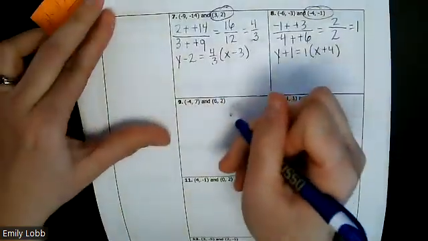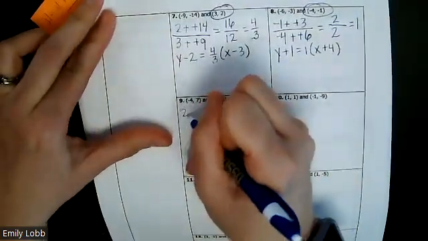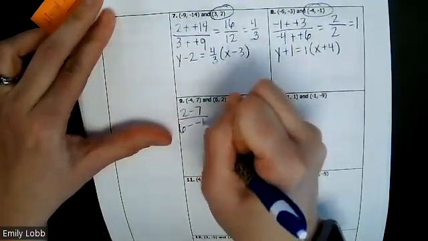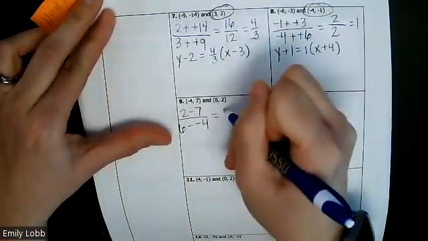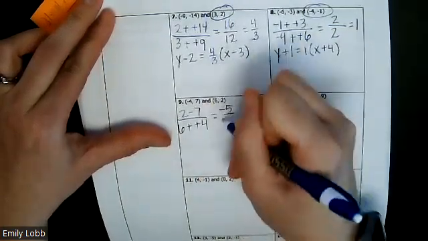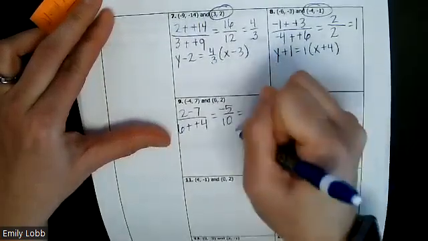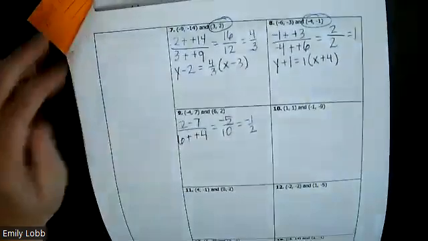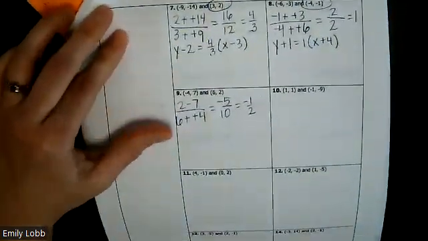All right, so here we're finding the slope. 2 minus 7 on top, 6 minus a -4 on the bottom. We have -5 on top and 10 on the bottom. So if we divide them both by 5, we have -1/2.